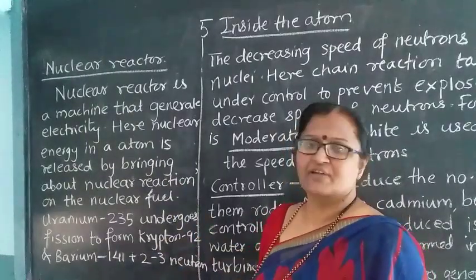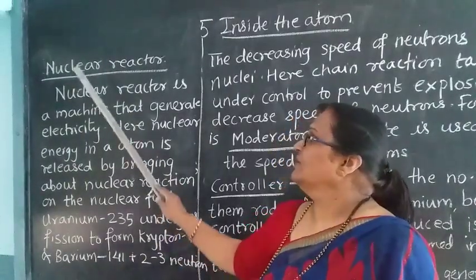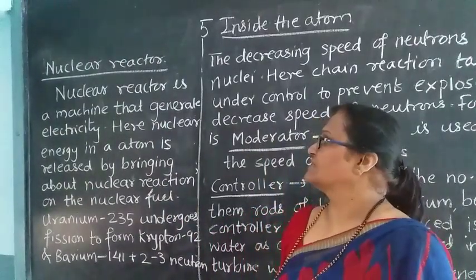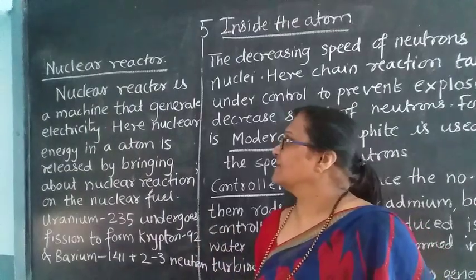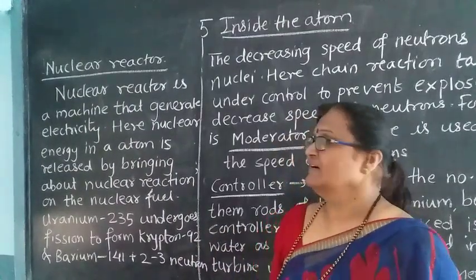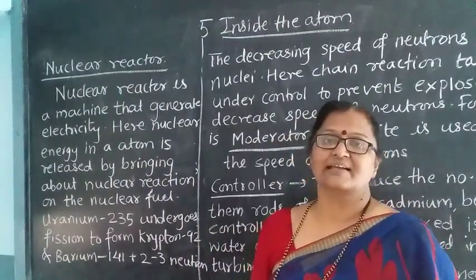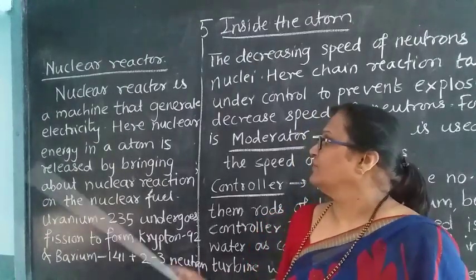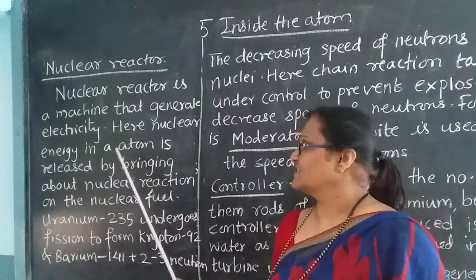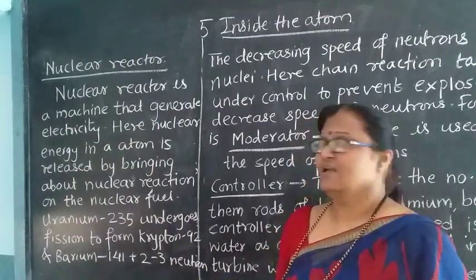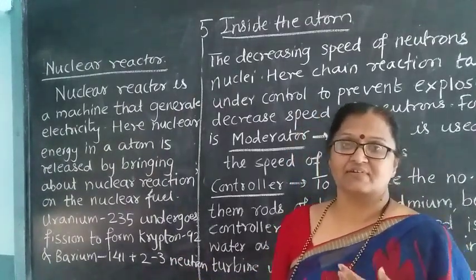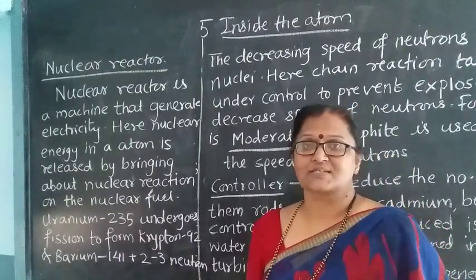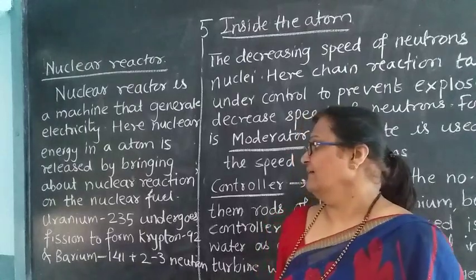The next point we are going to study is the nuclear reactor. So what is a nuclear reactor? First you have to see. The nuclear reactor is nothing but a machine that generates electricity. That means we are getting electricity through this nuclear reactor. Nuclear energy in an atom is released by nuclear reaction. Whenever there is a nuclear reaction, by the nuclear fuels that are used, we are going to get electricity.